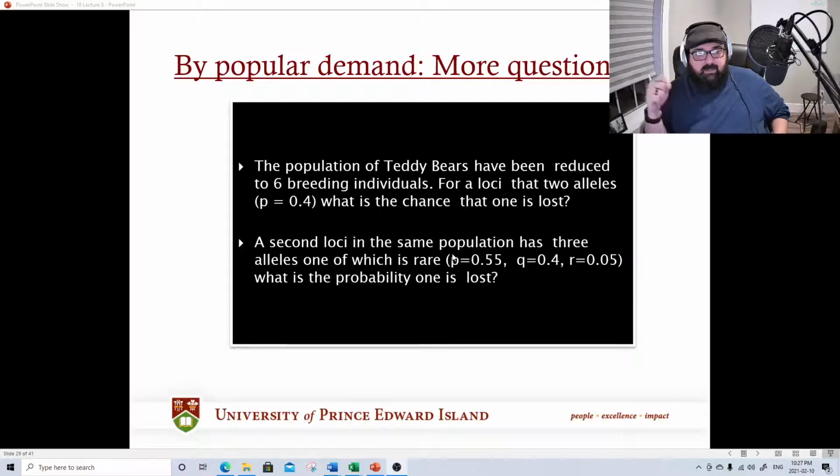And a second locus in the same population has 3 alleles, P, Q, and R. Find the probability that any one of them is lost. Not just P, not just Q, but any one of them is lost. Given that we're down to 6 individuals.